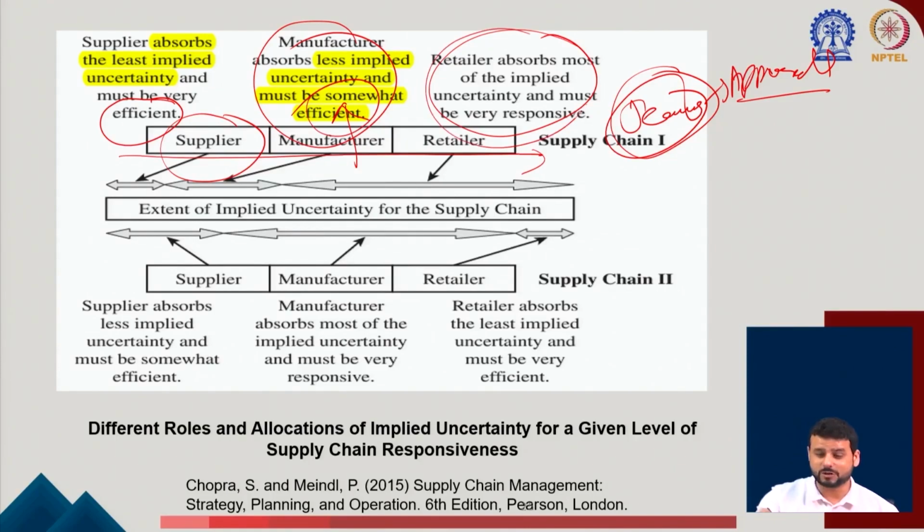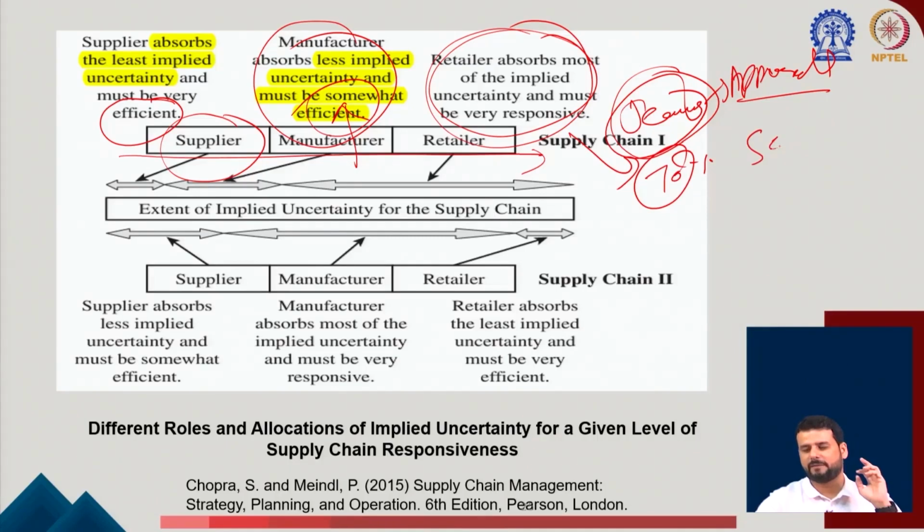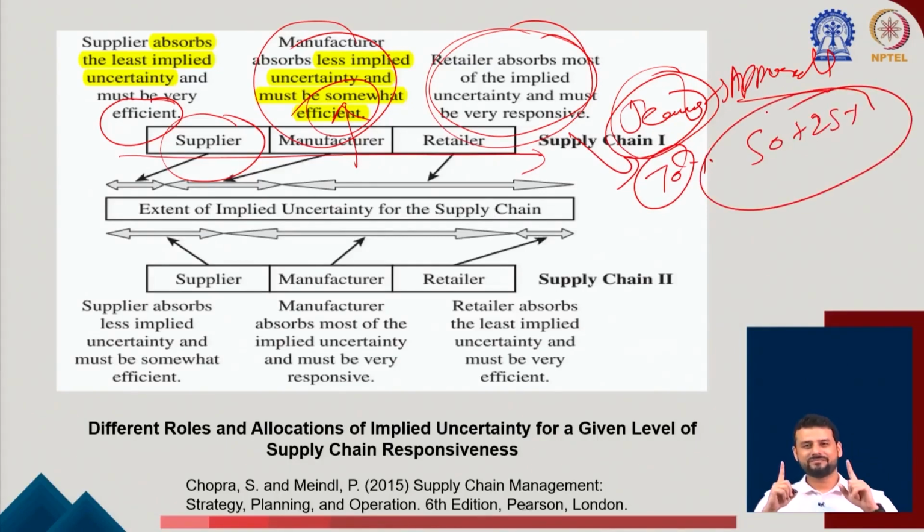But then the retailer is observing the maximum uncertainty because their customers are going, and you might have seen in all the stores, your seasonal sale is 70% off, 50% plus 25% off. That means now they are selling just on the cost of production. So minimum cost they want to recover. So maximum they are observing, so they should keep the maximum margin.